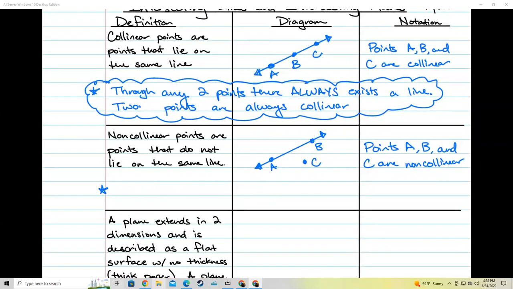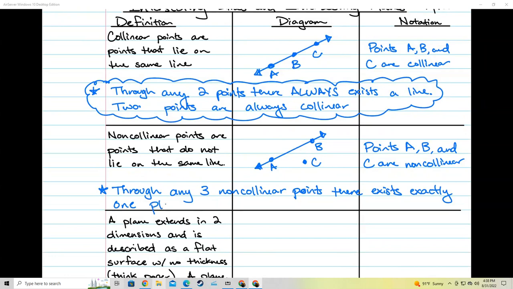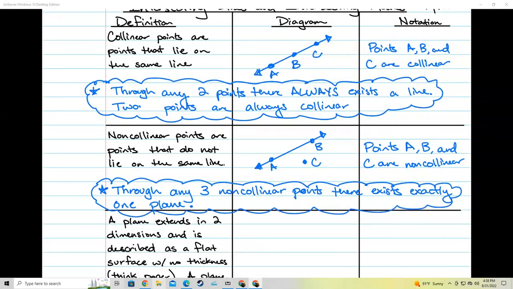I'll put a little star here and say through any 3 non-collinear points, there exists exactly one plane. And we'll define what a plane is on the very next vocab word. Oh, that reminds me, since these are vocab words, we should be highlighting them. So I'm going to go ahead and highlight collinear and non-collinear points.